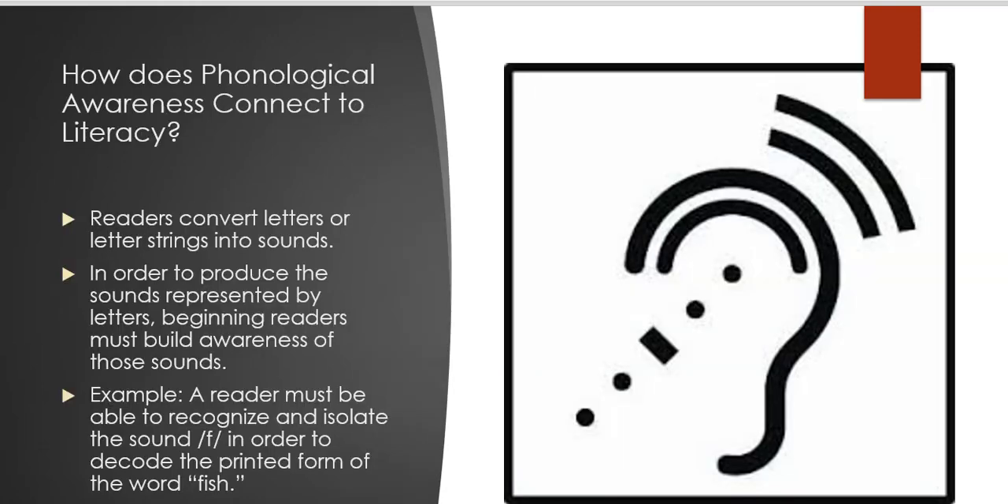How does phonological awareness connect to literacy? Phonological awareness builds a foundation for literacy. Readers convert letters or letter strings into sounds in order to produce the sounds represented by those letters or letter strings. Beginning readers must build awareness of the sound structure of language. For example, a reader must be able to recognize and isolate the sound f in order to decode the printed form of the word fish.